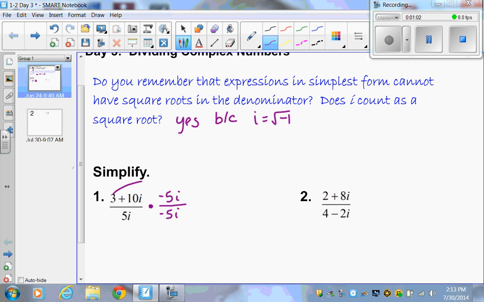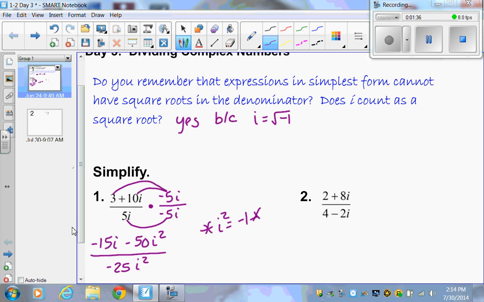So up top, we're going to distribute this. That's going to give me 3 times -5i, which is -15i. 10i times -5i would give me -50i squared, all over. Multiply the bottom. So 5 times -5 is -25, and i times i is i squared. Now, make note to remind yourself that i squared is equal to -1. So anytime I see i squared, I'm going to replace it with -1.